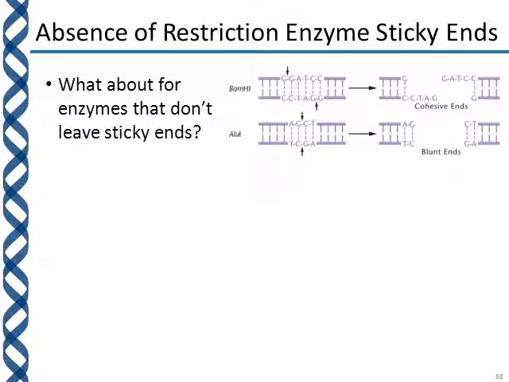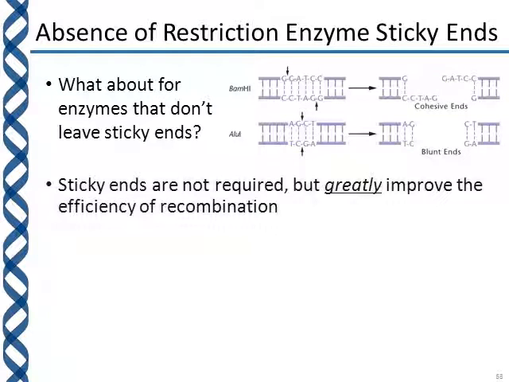How about the case of the absence of restriction enzyme sticky ends? Such as, what about enzymes that don't leave sticky ends but leave blunt ends? Here we show an example of AluI, which leaves blunt ends following its restriction enzyme activity. Sticky ends are not required, but greatly improve the efficiency of recombination.